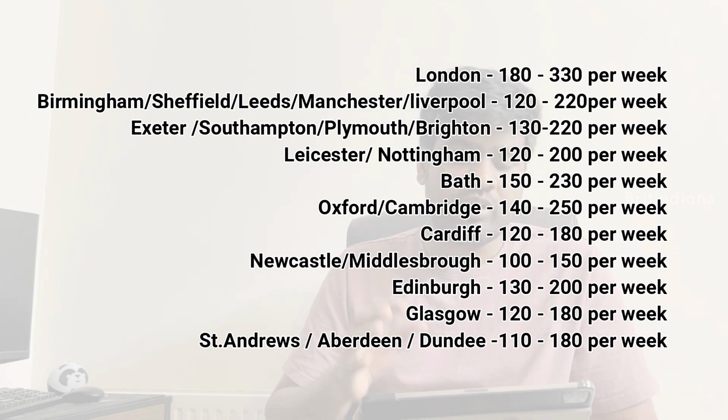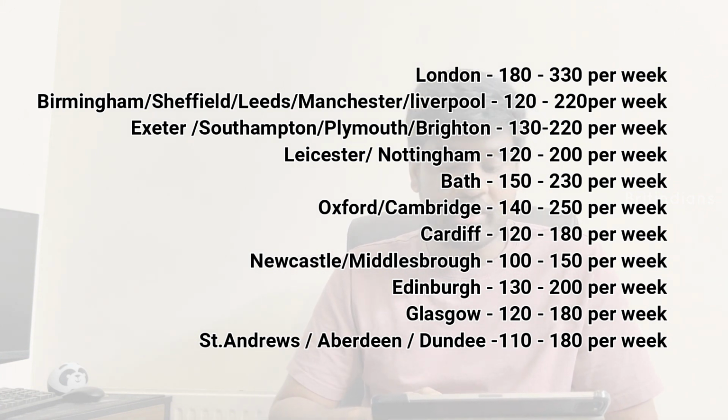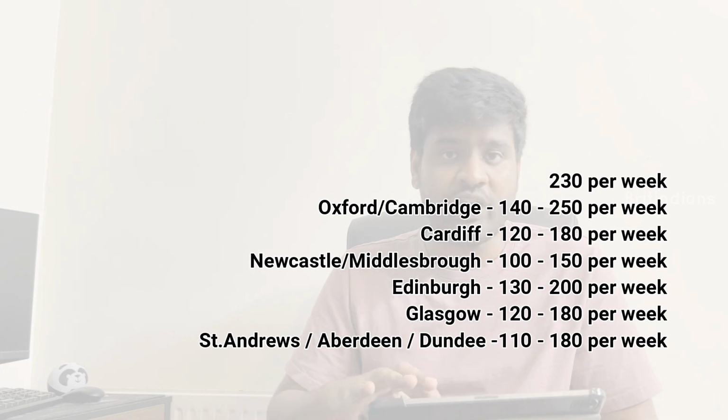In Bath, it's £150 to £230 per week. In Oxford or Cambridge, it's £140 to £250 per week. In Cardiff, it's £120 to £180 per week. In Newcastle or Middlesbrough, it's £100 to £150 per week. In Edinburgh, it's £130 to £200 per week. In Glasgow, it's £120 to £180 per week. In St Andrews, Aberdeen and Dundee, it's £110 to £180 per week.